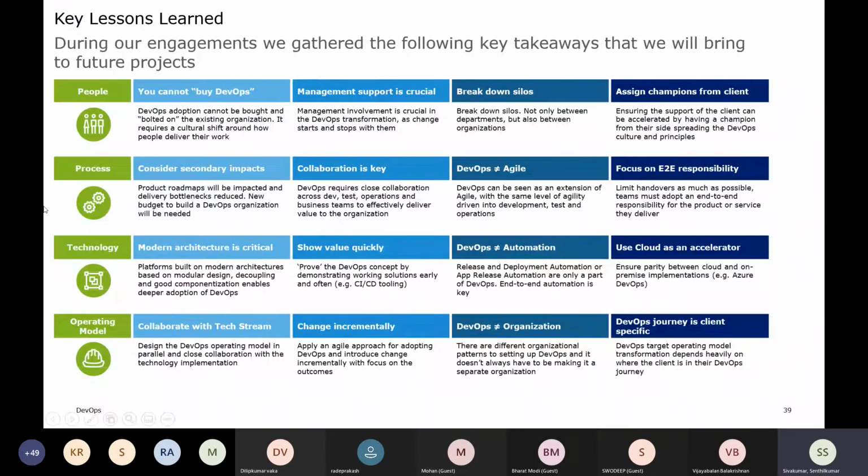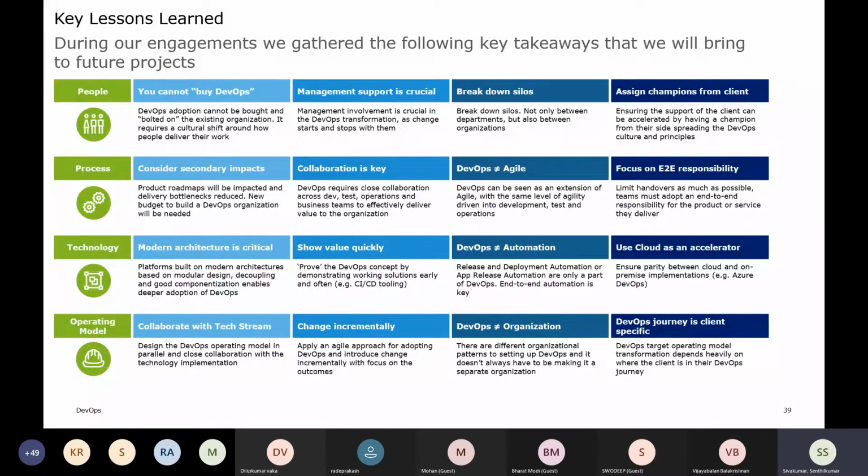So key lessons learned from the people perspective: you cannot buy DevOps because there is no product for it. It's just a framework, and it works in a collaborative formation. And management support is crucial. Sometimes the DevOps transformation starts and stops, and when you stop and want to resume it, it will be very difficult, because it's challenging with the multi-skill set and team topology combinations, and you have to drive the target operating system model.